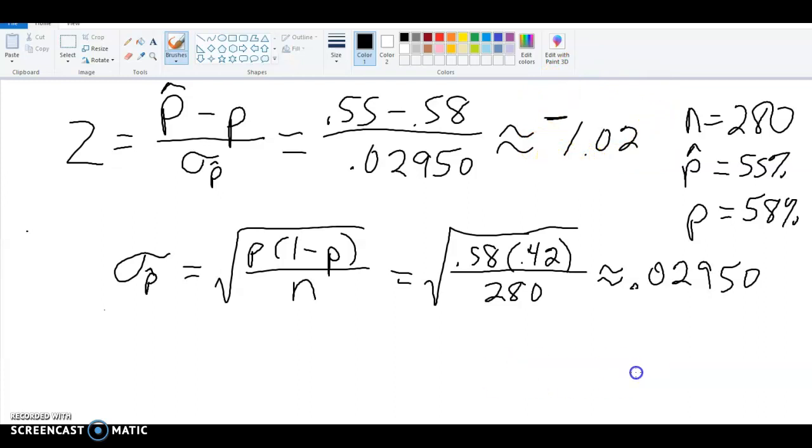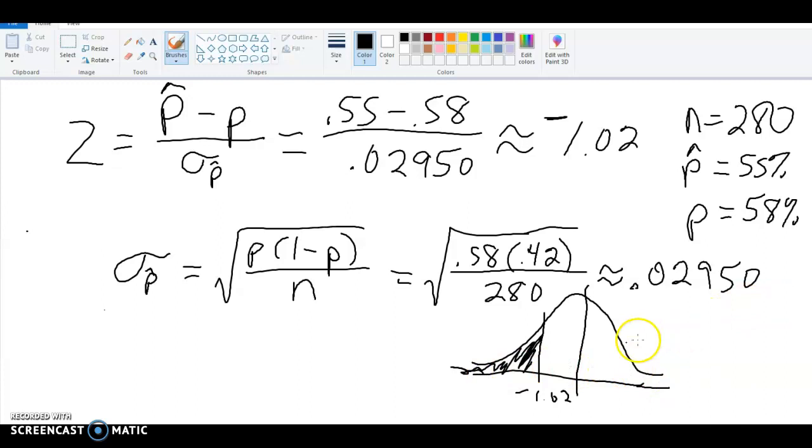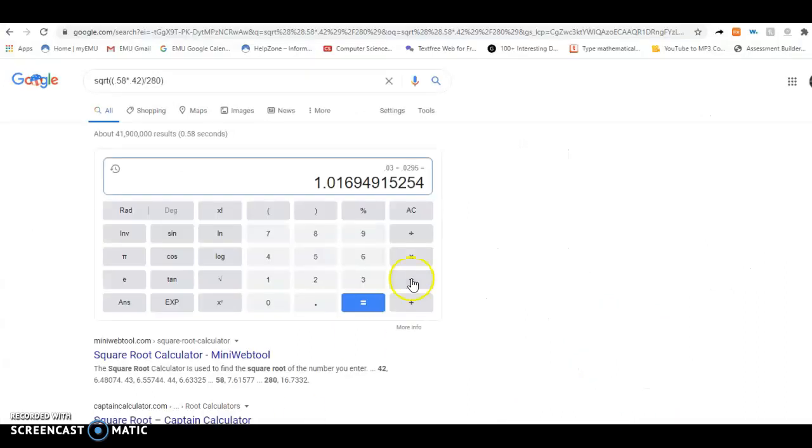So if I'm going to draw a picture of this, I have a normal distribution here, mean. I'm sitting about negative 1.02. And to get the p-value, what we're looking for is all the values to the left of a z-score of negative 1.02. And let's go see if it's a one-tail or a two-tail test. That impacts if we're going to add anything over there also.